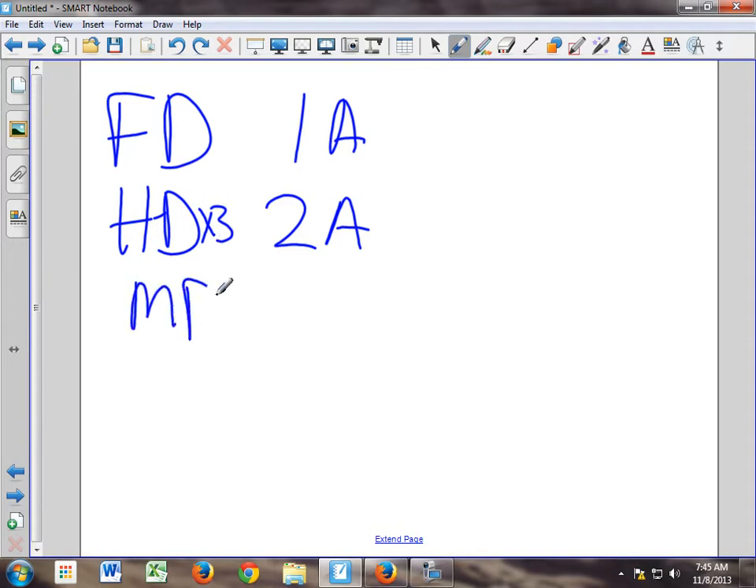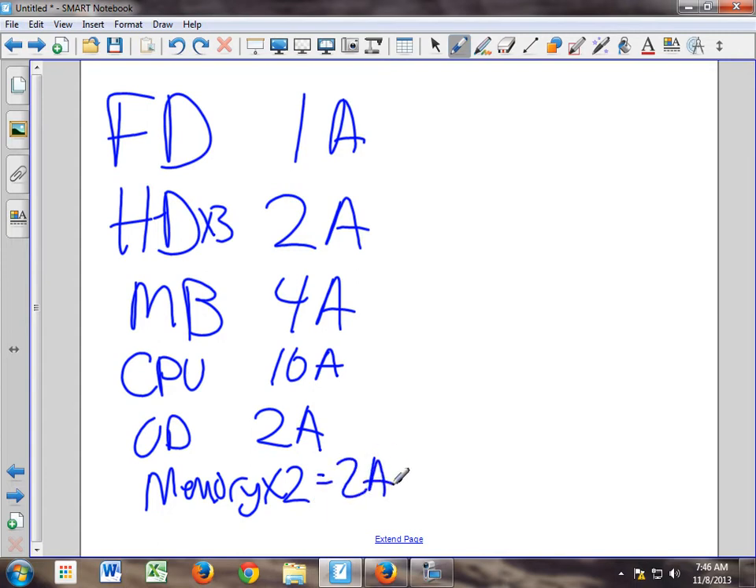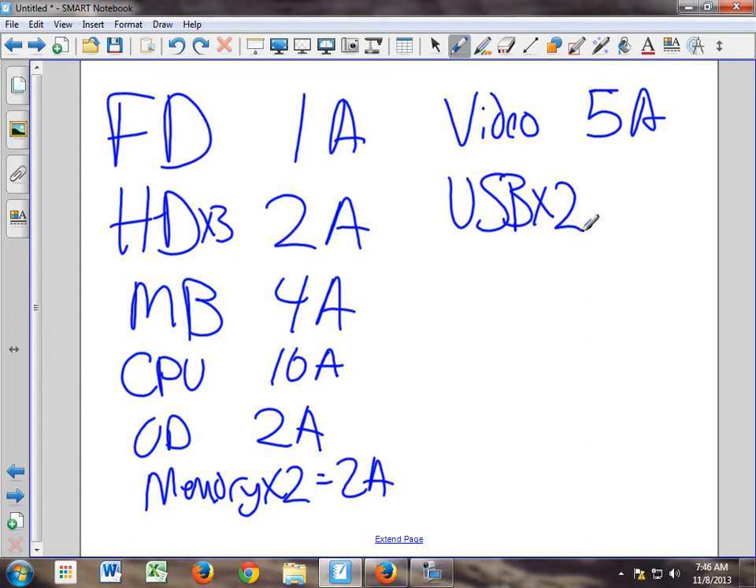I got a motherboard that's pulling 4 amps. I got a CPU that's pulling 10 amps. I've got a CD-ROM that's pulling 2 amps. I've got memory, 2 sticks, each pulling 2 amps. What did I forget? I got a video card in there that's pulling 5 amps. And I got USBs, 2 of them, each pulling 1 amp.